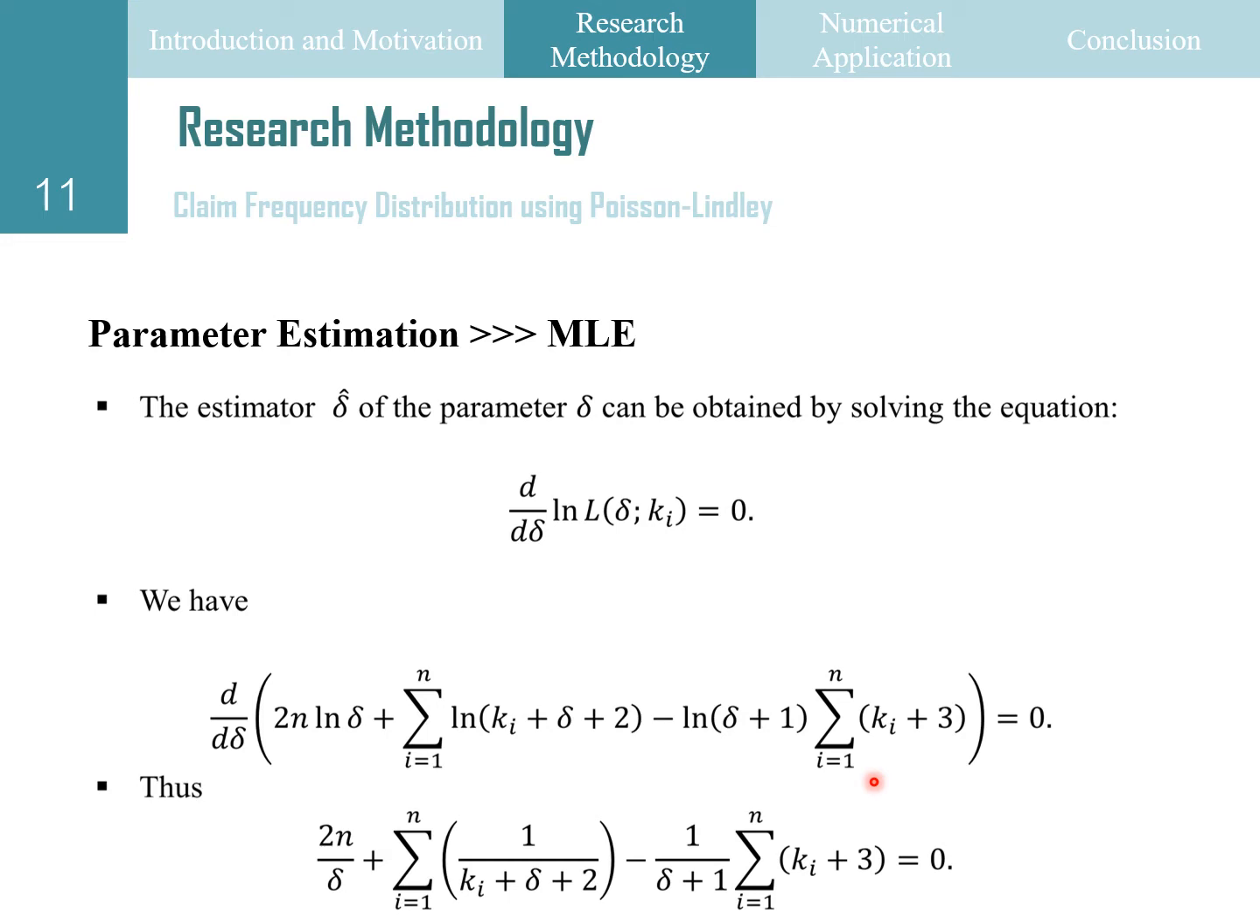The estimate delta hat of the parameter delta can be obtained by solving the equation. And we have this. And finally, we have the last equation. Because the estimate of the parameter delta can't be found in closed form, a numerical iteration technique, the bisection method, is used to solve the last equation.